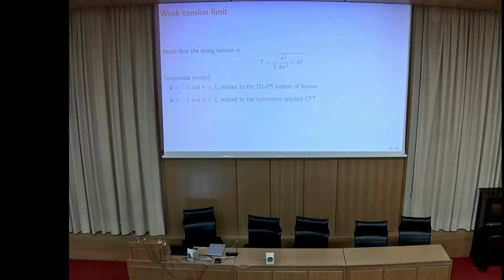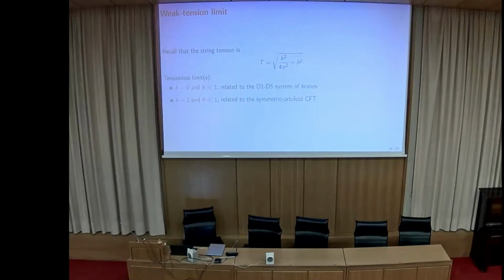And it turns out that there are two ways of considering small tension. Well, the smallest tension that you could have is to say that K is 0 and H is tiny. H is continuous. So it's K=0, H is tiny, the tension is very small. And that's related to the D1-D5 system of branes at small tension. But the near horizon limit of the D1-D5 system has small tension too. You have K equal to 1, which of course has been studied a lot. This is referred to as the tensionless limit. And then you take K equal to 1 and H very small, maybe even 0. And that's what gives you the symmetric product orbifold CFT.